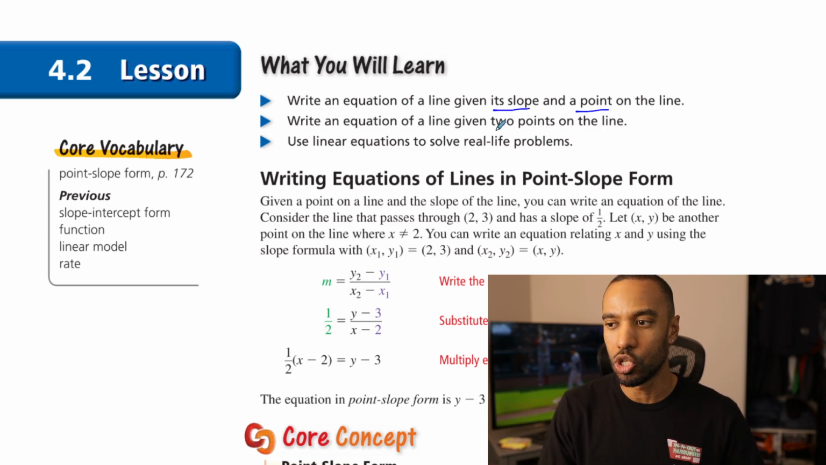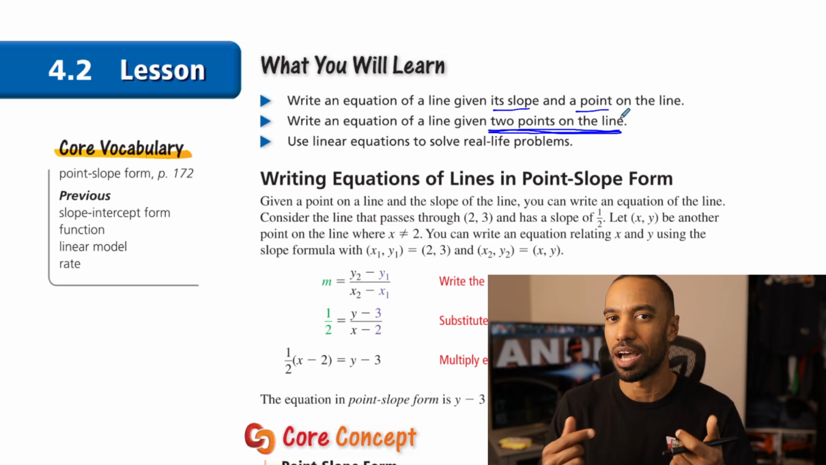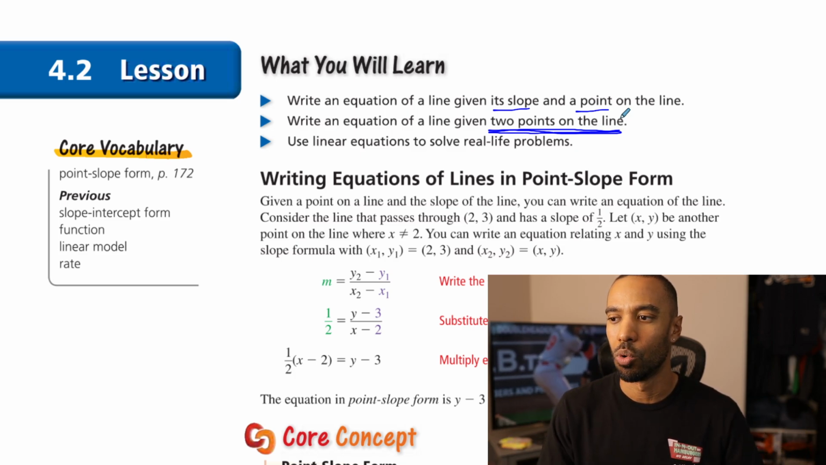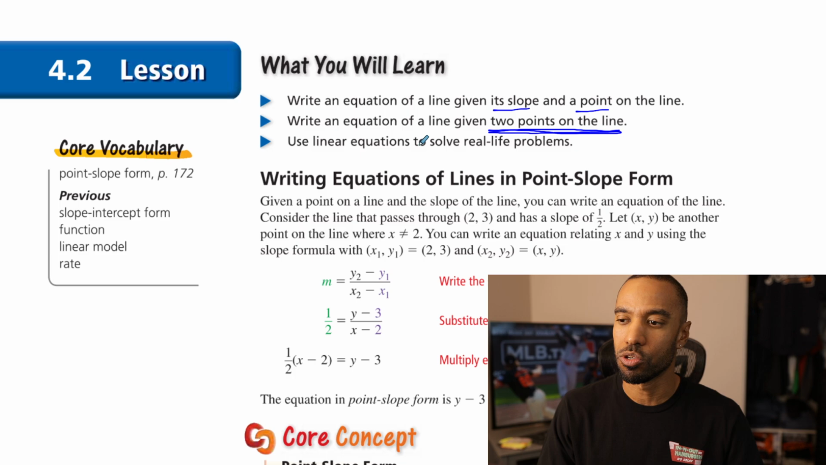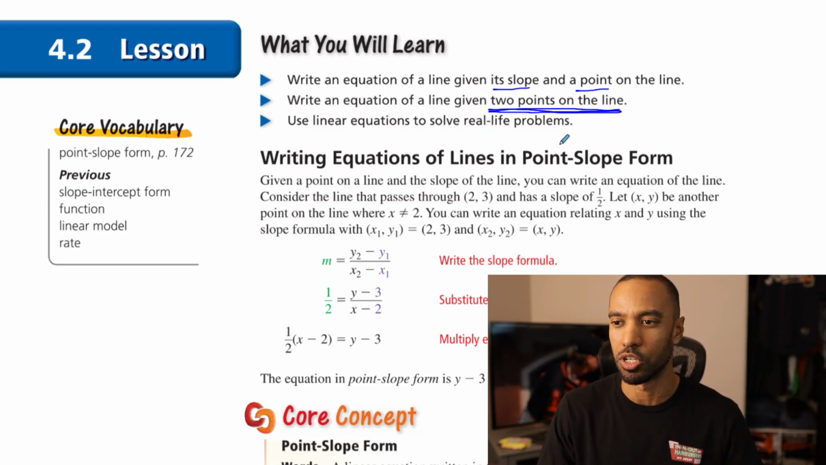Write an equation given 2 points on the line. So we were given 2 points before, but again, one was always the y-intercept. What if you have one that's not, or both are not the y-intercept? Now what do? Point-slope form's the answer. We still have to find slope, but we'll do that. And use linear equations to solve real-life problems. Okay, more of the same, only we'll see what kinds of word problems they're going to do with us.